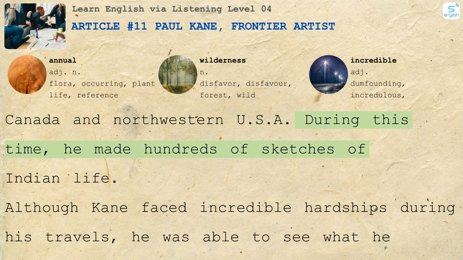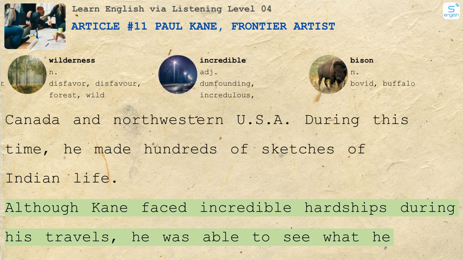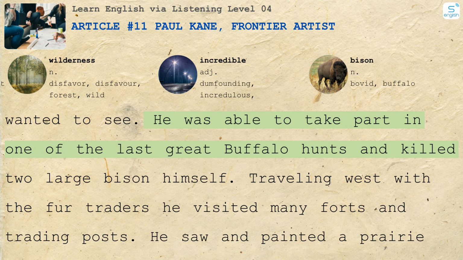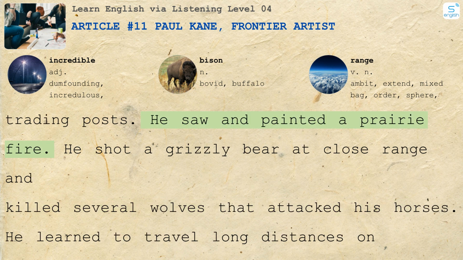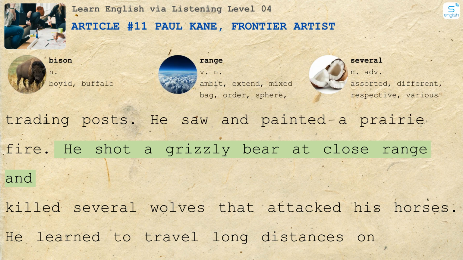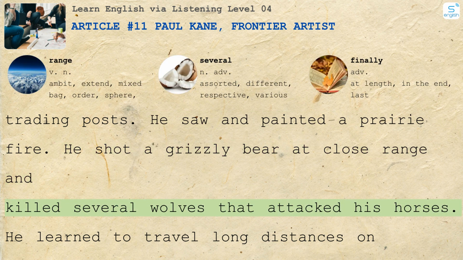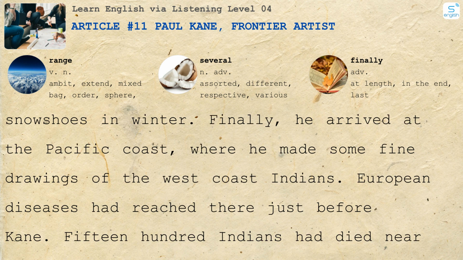During this time, he made hundreds of sketches of Indian life. Although Kane faced incredible hardships during his travels, he was able to see what he wanted to see. He was able to take part in one of the last great buffalo hunts and killed 2 large bison himself. Traveling west with the fur traders, he visited many forts and trading posts. He saw and painted a prairie fire. He shot a grizzly bear at close range and killed several wolves that attacked his horses. He learned to travel long distances on snowshoes in winter.